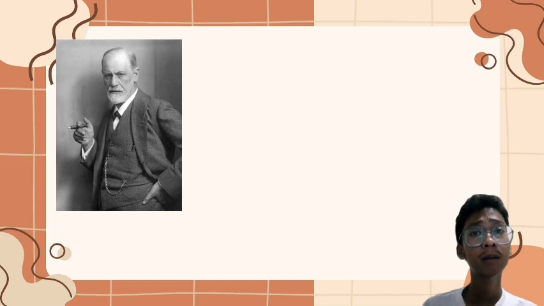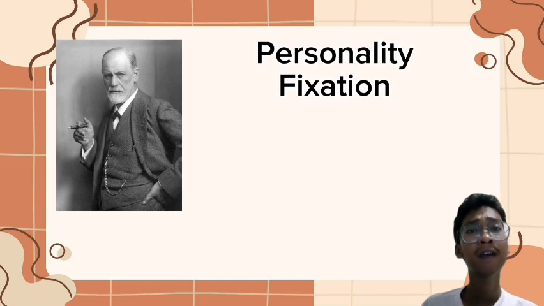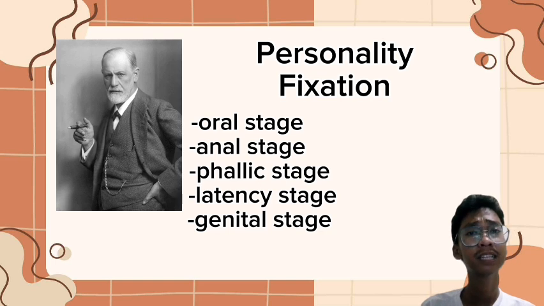Next is personality fixation. Freud introduced the concept of fixation, which occurs when an individual becomes stuck in one of the psychosexual stages of development. Oral stage. This stage is centered around the infant's pleasure center of the mouth. Activities like sucking, biting, and breastfeeding are crucial for developing trust and comfort.